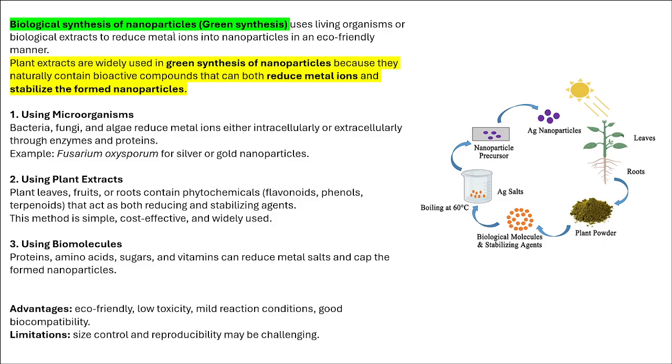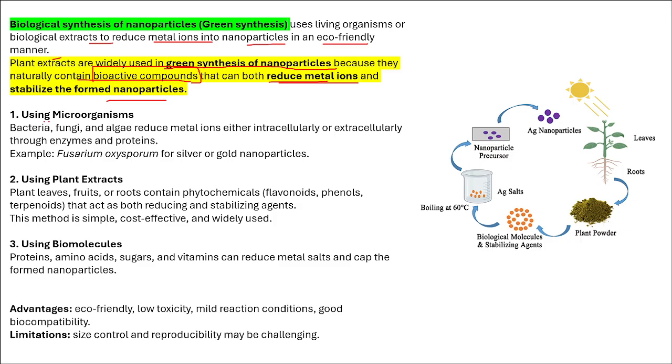Okay, so this biological synthesis of nanoparticles we have already discussed, since it's an eco-friendly kind of approach. So that is why we label it as green synthesis. So it uses living organisms or biological extracts to reduce metal ions into nanoparticles in an eco-friendly manner. So plant extracts are widely used in green synthesis of nanoparticles because they naturally contain bioactive compounds. So the bioactive compounds they carry in itself, they act as reducing agent, which can reduce metal ions, and stabilize the formed nanoparticles.